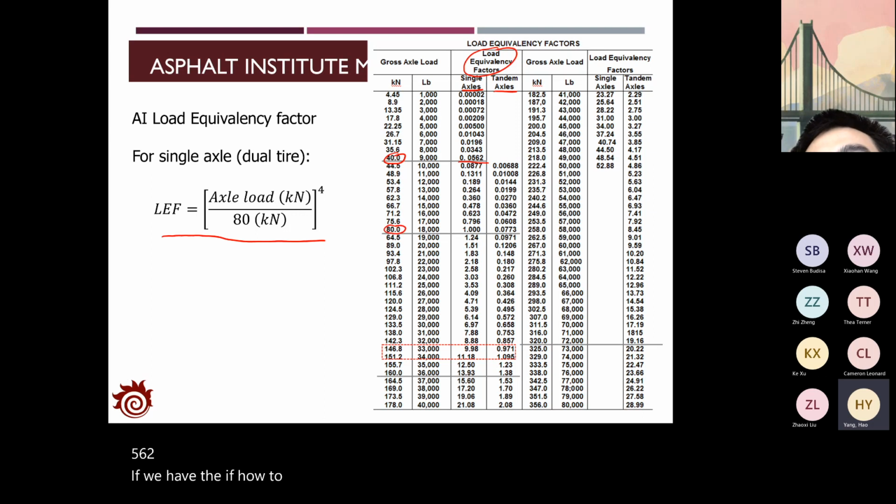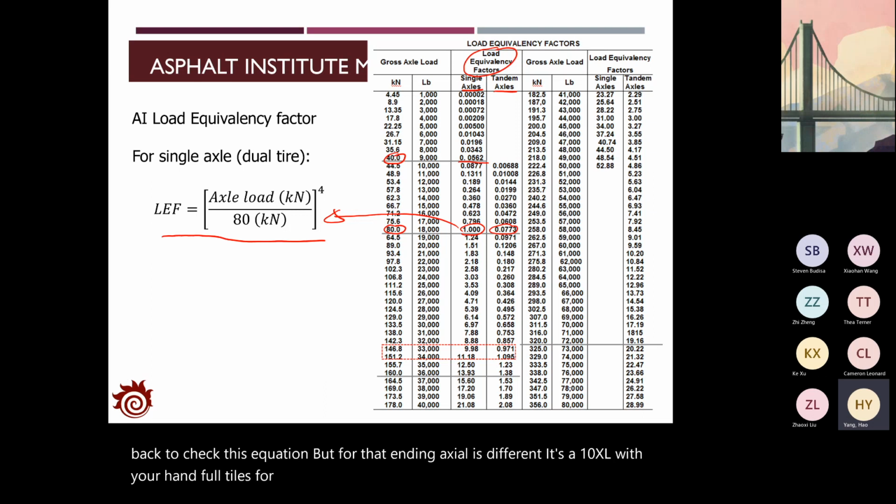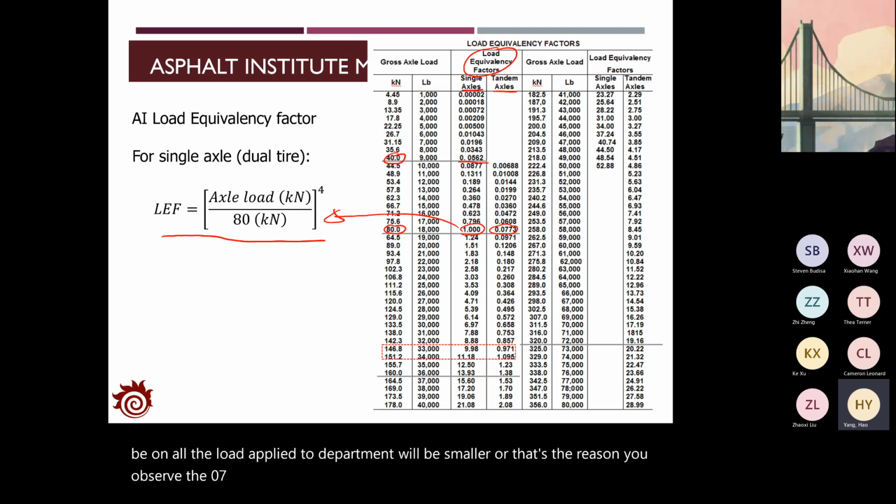For the standard load, definitely the value will be 1 if we go back to check this equation. But for the tandem axial, it's different. It's a tandem axial. You will have the 4 tires for each axial, and definitely that means the load applied to the pavement will be smaller. That's the reason you observe the 0.0773 LEF, and you can also find out the other values.